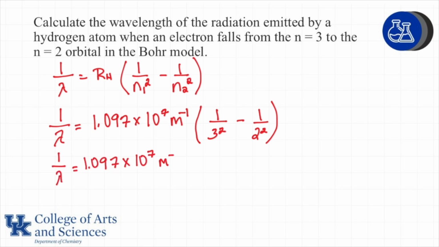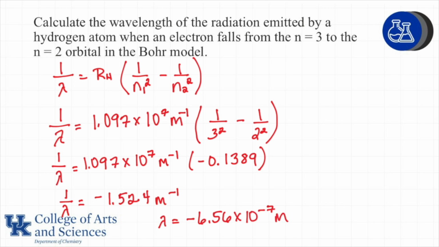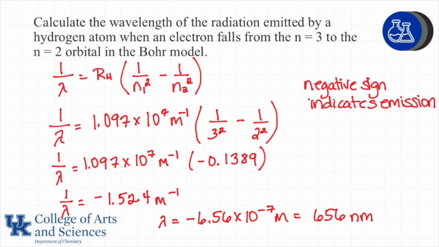I get 1 over lambda equals Rydberg constant times negative 0.1389. I multiply that by Rydberg's constant and get minus 1.524 times 10 to the 6th inverse meters. Now I need to take the inverse of both sides. And when I do that, I get lambda equals minus 6.56 times 10 to the minus 7 meters, which is also 656 nanometers. The negative sign indicates that this is an emission. We don't actually have negative wavelengths.